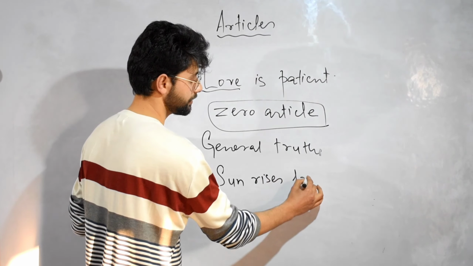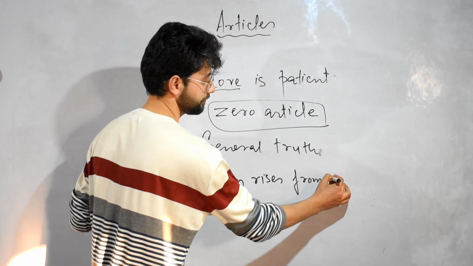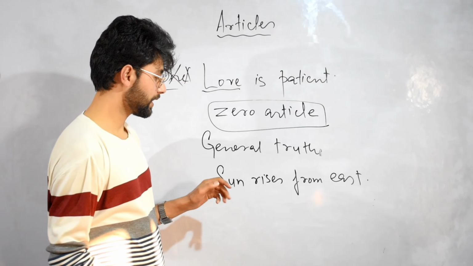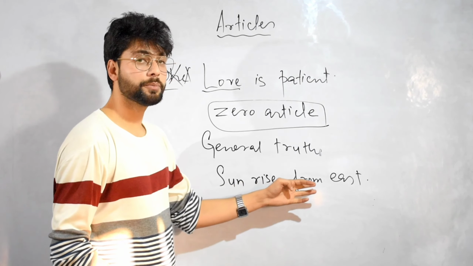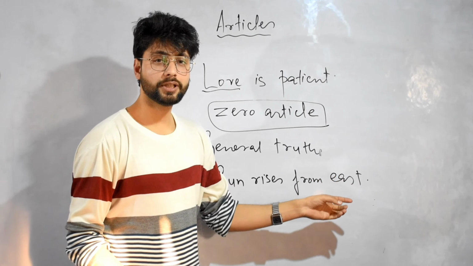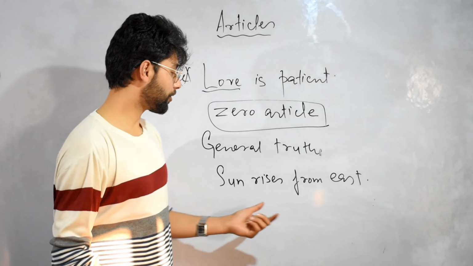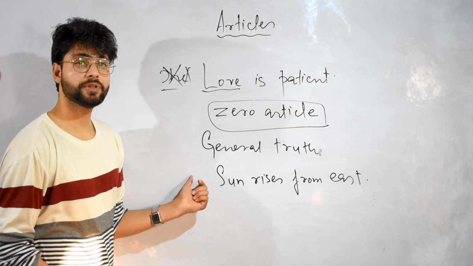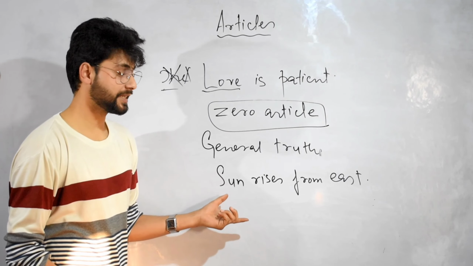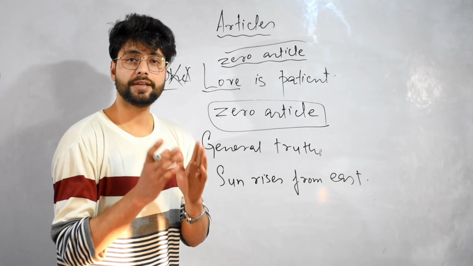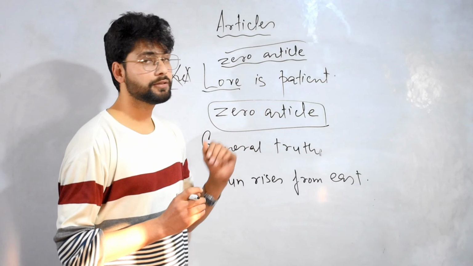rises from east. Sun rises from east. Even though grammar suggests us to use the here, as in the sun, we do not use it. Why? Because it's a general truth. In general truth, we do not use article. Here is something to add to the zero articles.